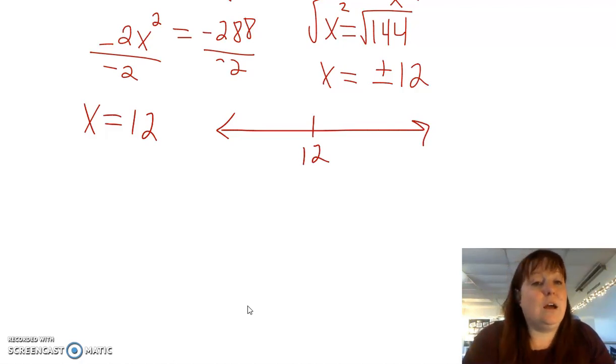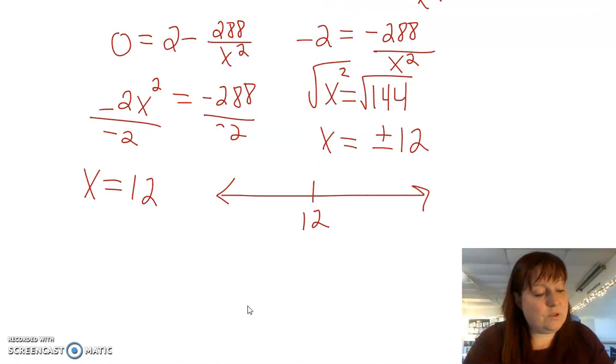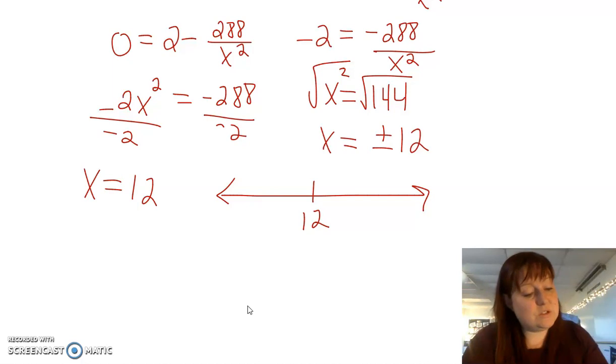If I plug in something smaller than 12, like 1, into my derivative, what do I get? Well, I get 2 minus 288 over 1, which is a negative number. And if I plug in a number bigger than that, like 13, I actually end up with a positive number because 288 divided by 13 squared is less than 2, so it ends up being positive. So I know that my function is decreasing, decreasing, decreasing, and then increasing.